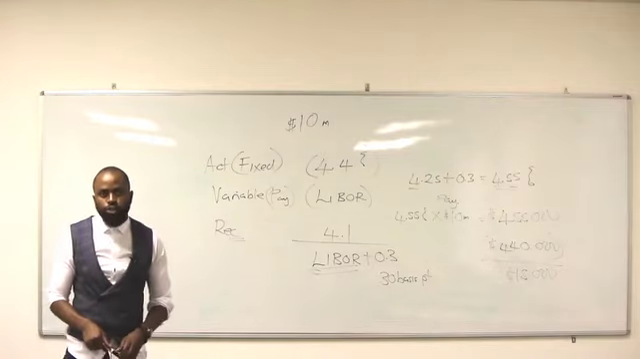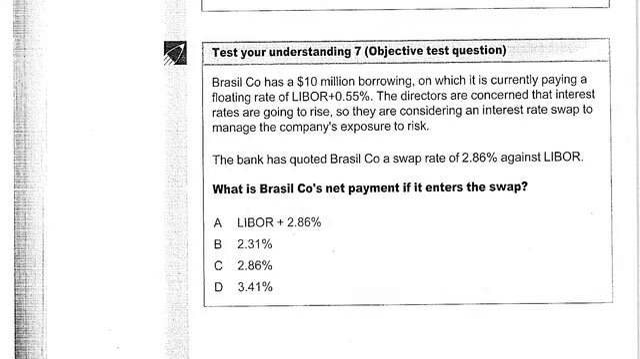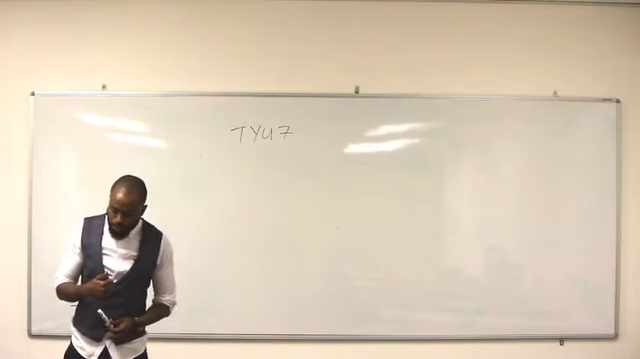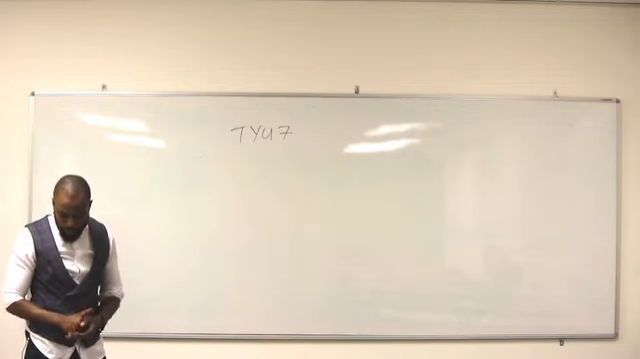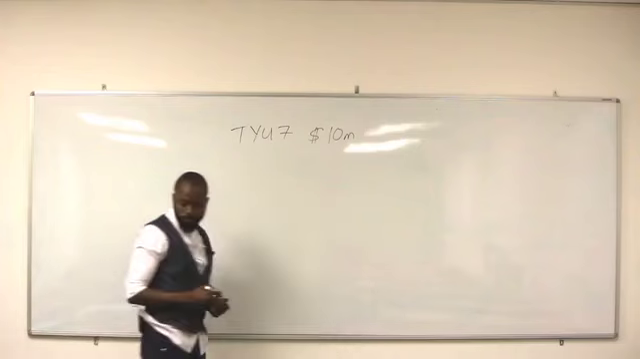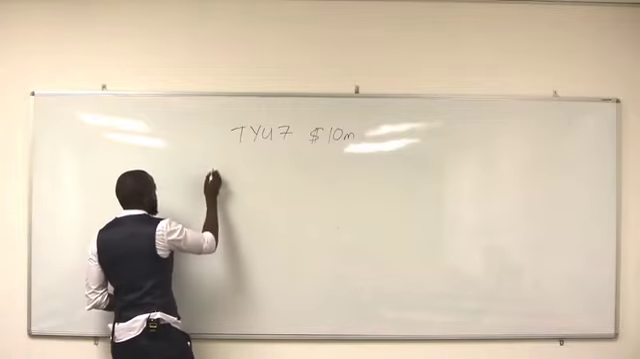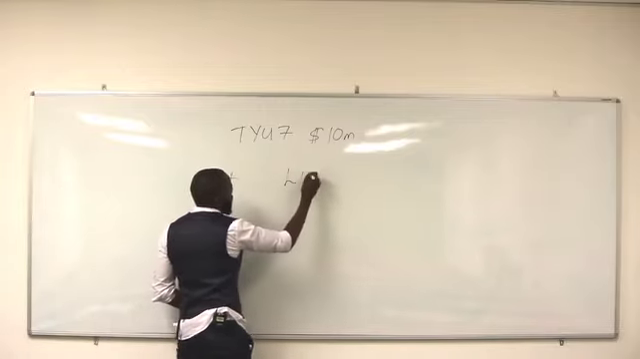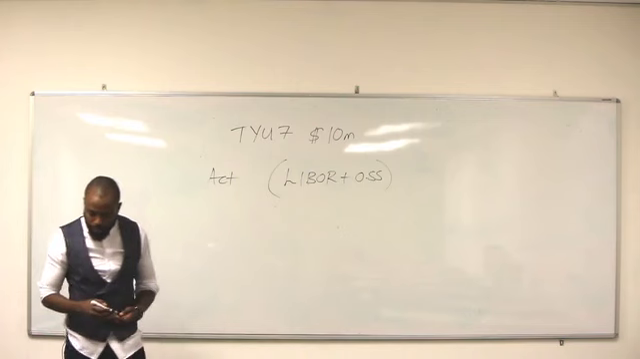What we're going to do now is look at another example. Now we're looking at test to understanding 7. The first question that we looked at was a company that had a fixed rate borrowing and had swapped into a variable rate. Now we're looking at a variable to a fixed to see the difference. It says Brazil company had a 10 million borrowing, on which it currently is paying LIBOR plus 0.55, so LIBOR plus 55 basis points.